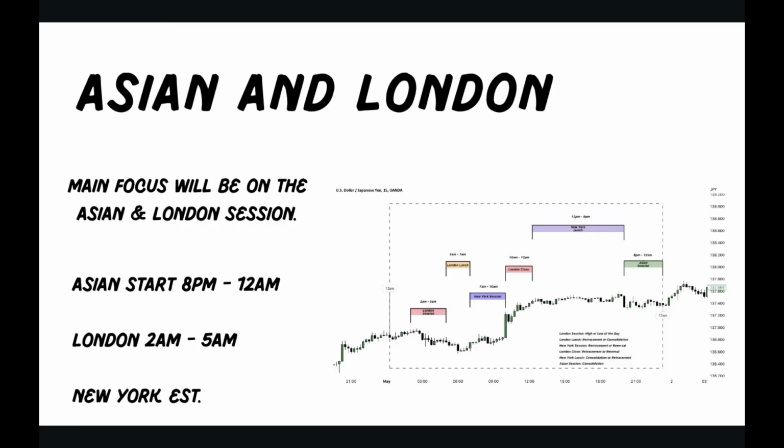For this model, your main focus will be on the Asian session and London session. Asian starts at 8 p.m. and ends at 12 a.m. New York Eastern Standard Time. London starts at 2 a.m. and ends at 5 a.m. New York Eastern Standard Time.